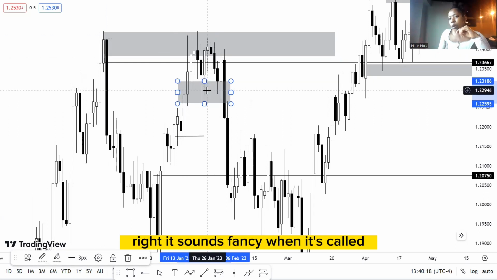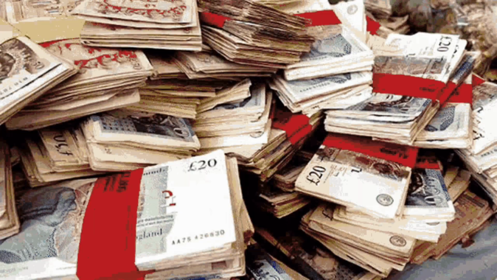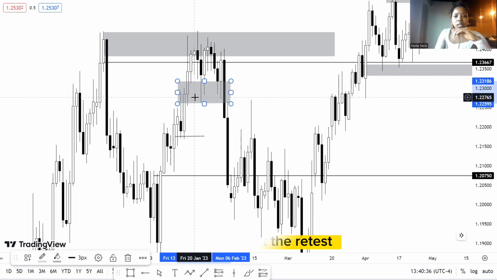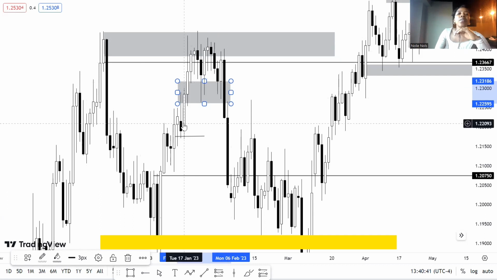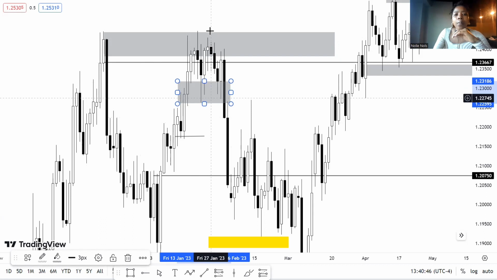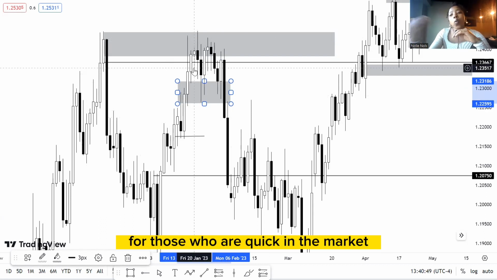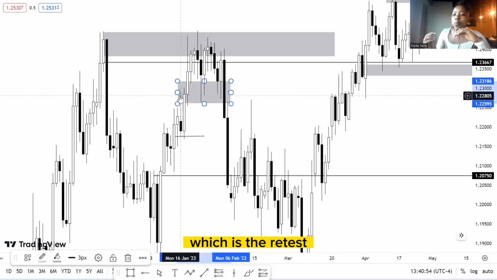Right? It sounds fancy when it's called a fair value gap, but it's actually a retest, right? As we know in the channel, we simplify things to make money. Okay, we don't care about the wording. We don't care about none of that. We just want to read price, understand price, and make money. Okay, so from the fair value gap, we're looking at the retest. From there, we know because there is an old high because of the order block, therefore we are expecting a Judas swing. Therefore, we expect price to come take us out, or those who are quick in the market to be taken out. So that would be our fair value gap, which is the retest.